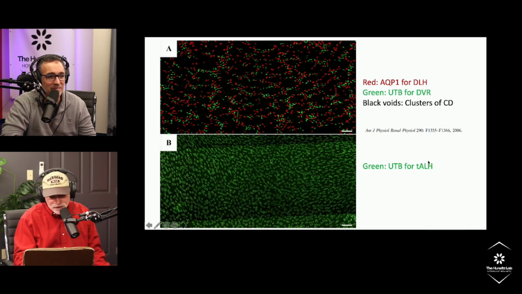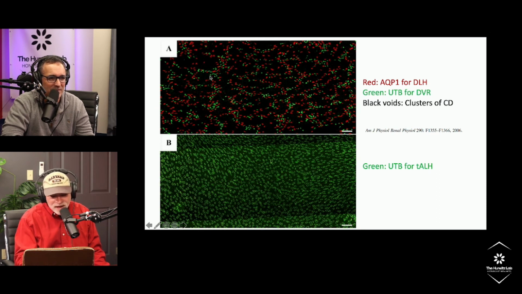And then here's the bottom of the same slice. What you're seeing here is the urea transporter for the thick ascending limb. They were both green, so they didn't put them on top of each other. But if you superimpose this, the thick ascending limbs would almost seem to be right in there, because they're all over the place. And they're kind of uniform.